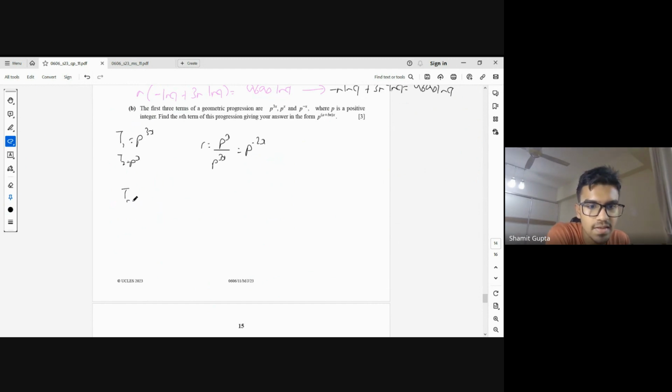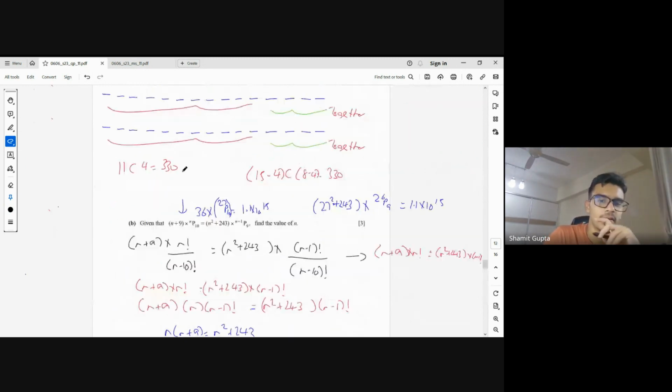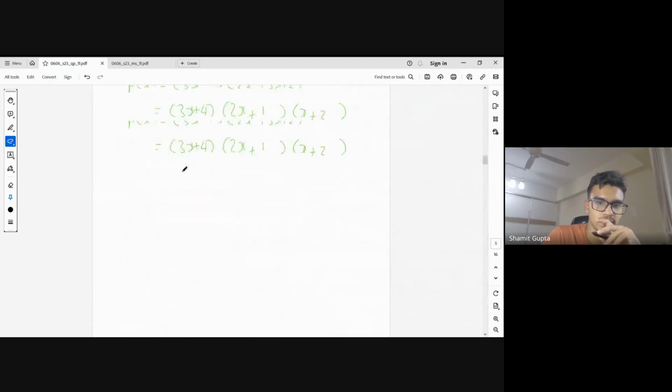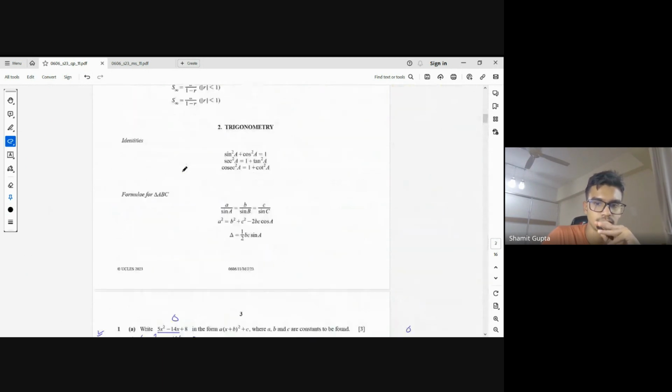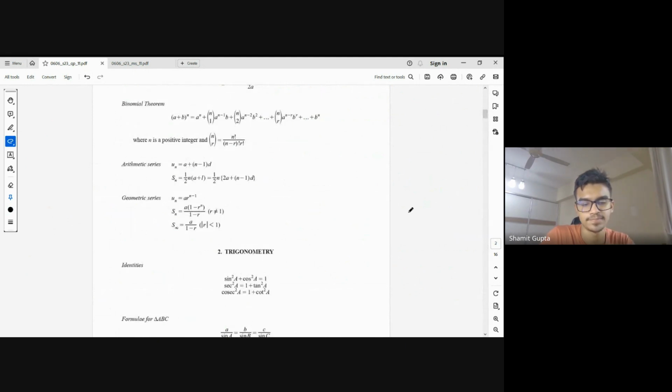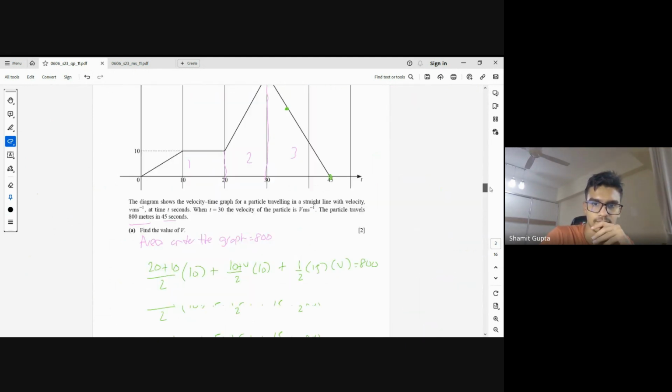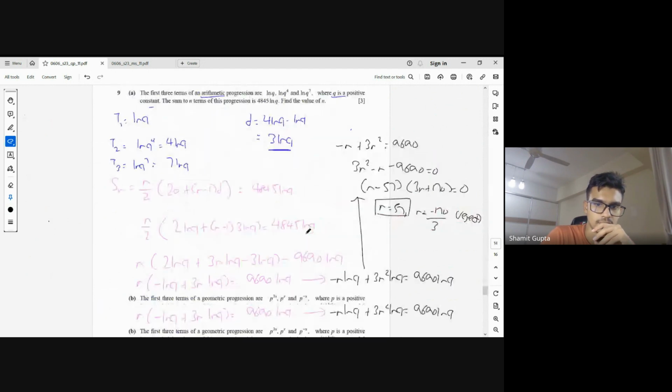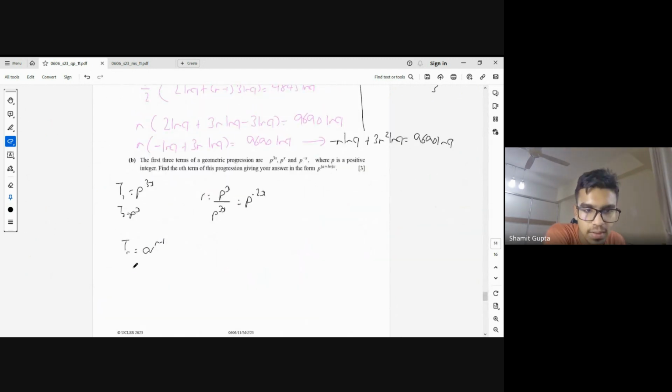Nth term, so Tn is equal to ar to the n minus 1, okay? This is the formula, and this is common sense logic actually. Tn is equal to ar to the n minus 1. But yeah, it's a formula which you can remember. And it's given to you on the first page also, I think. Yeah, ar to the power n minus 1. See? What's a? p power 3x times p power negative 2x to the power n minus 1.